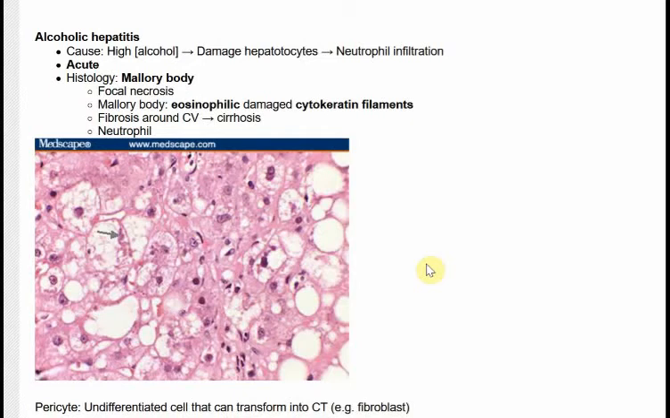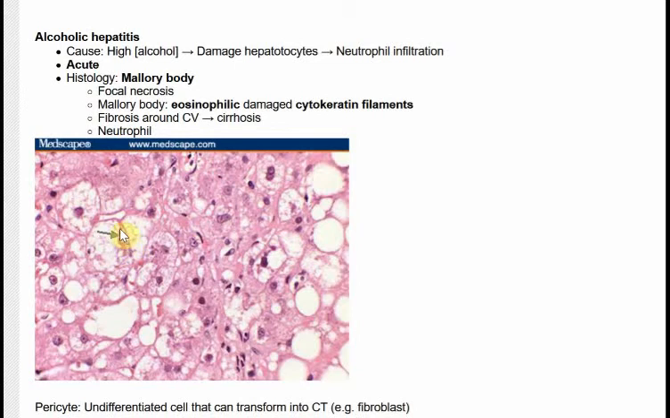First thing to know, alcohol gets converted into fat and is also highly toxic. It induces inflammation. How does it do it? Well, it damages some hepatocytes, the liver cells, and induces a neutrophil infiltration. Cells die, Mallory bodies get formed, and these are basically eosinophilic, so red, cytokeratin filaments, as shown here. So these are Mallory bodies.